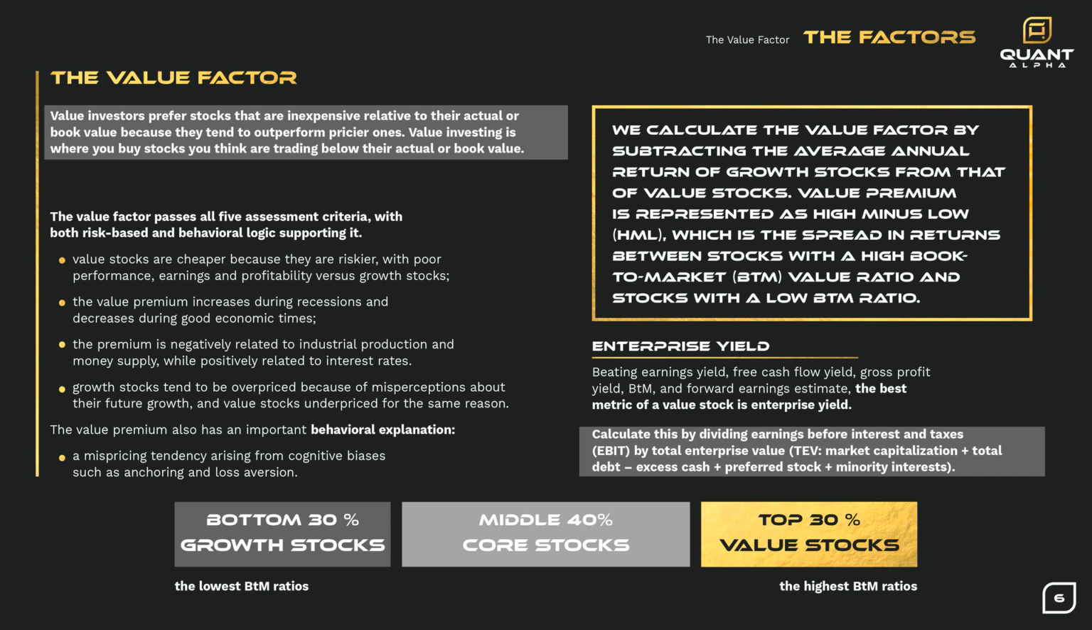Beating earnings yield, free cash flow yield, gross profit yield, BTM, and forward earnings estimate, the best metric of a value stock is enterprise yield. Calculate this by dividing earnings before interest and taxes, EBIT, by total enterprise value, TEV: market capitalization plus total debt minus excess cash plus preferred stock plus minority interests.